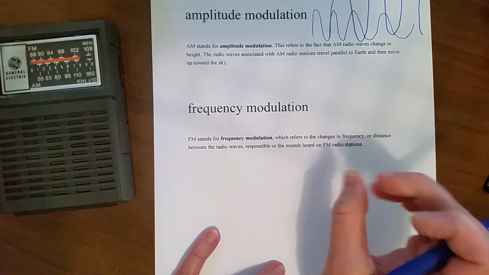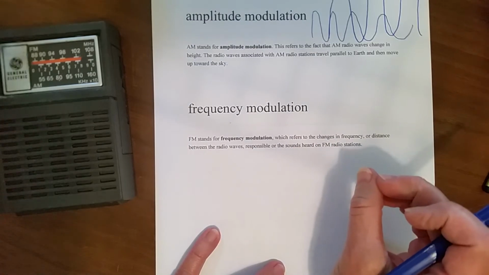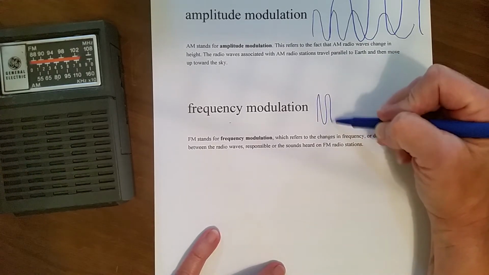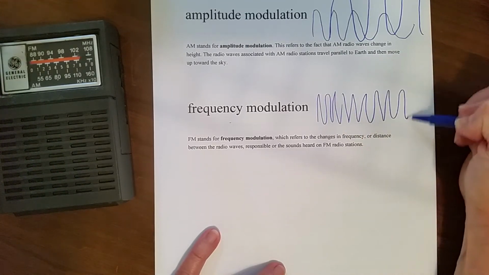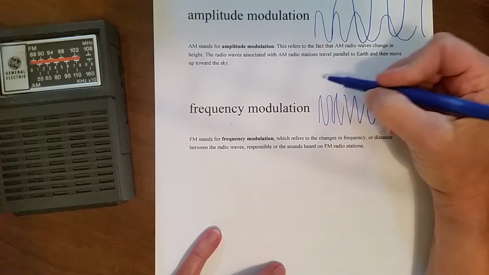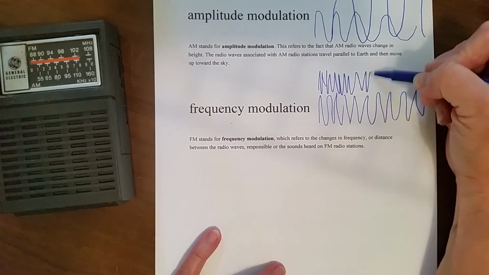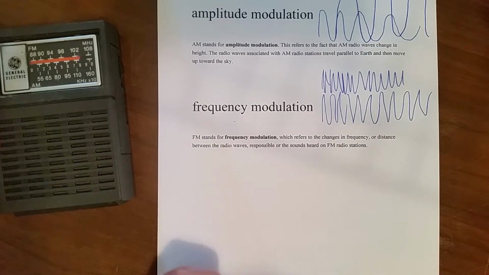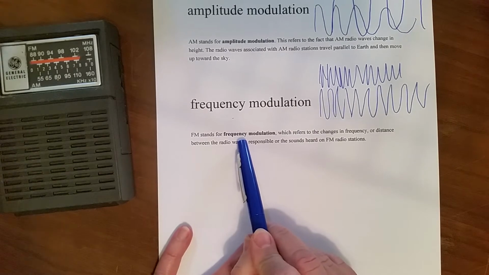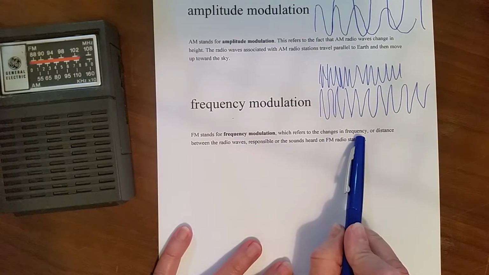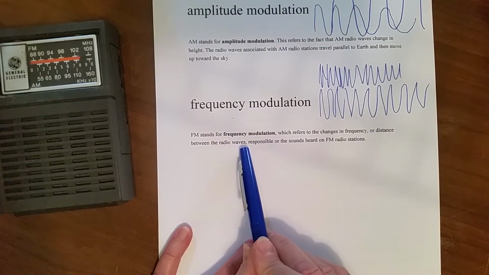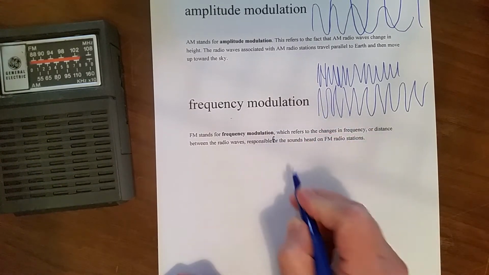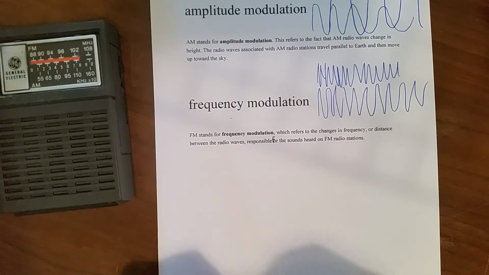Okay, frequency, you know what frequency means, how often something occurs. So when we're looking at frequency modulation, we're looking at a curve where the frequency changes. It might even be super smashed together, like an accordion. FM stands for frequency modulation, which refers to the changes in frequency or distance between the radio waves responsible for the sounds heard on FM radio stations.